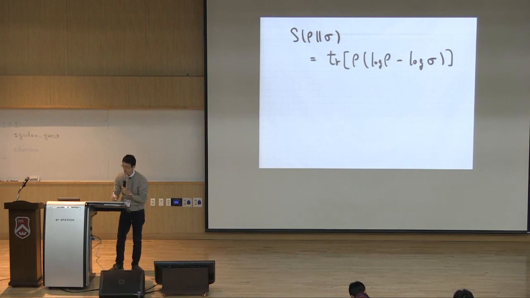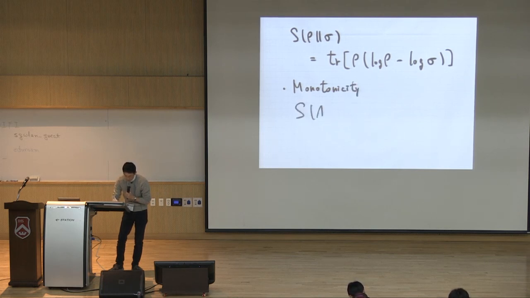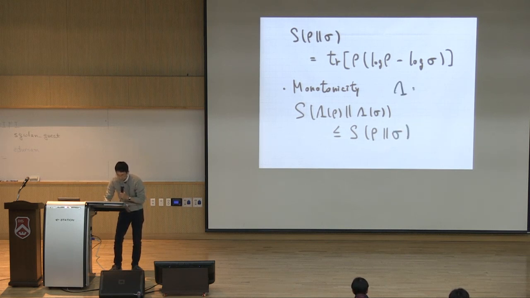Should I finish? Okay, give me one minute. The nice thing is that relative entropy satisfies monotonicity. Namely, suppose lambda is LOCC or a separable operation. Then after the local operation, the relative entropy decreases. So lambda is LOCC or SEP.